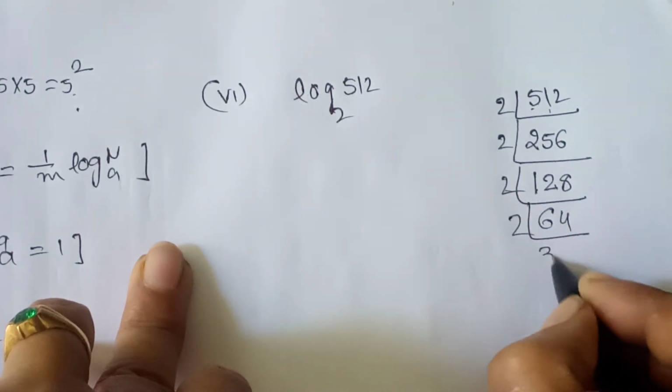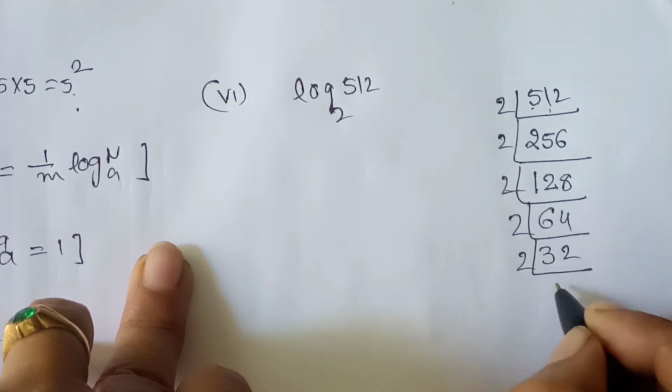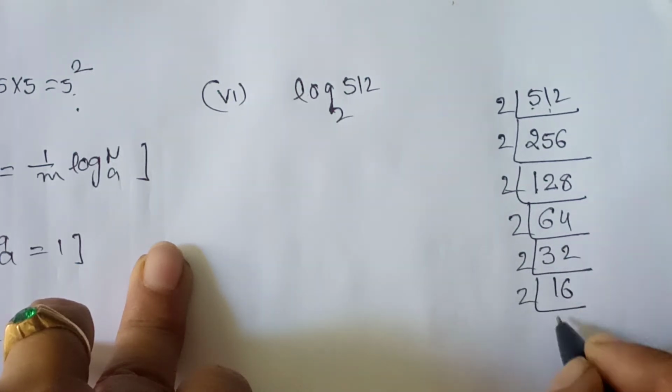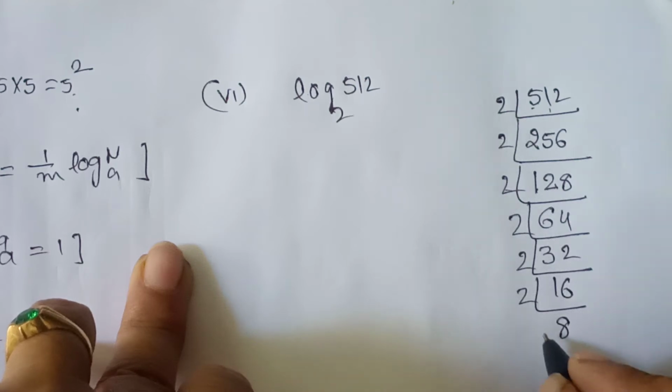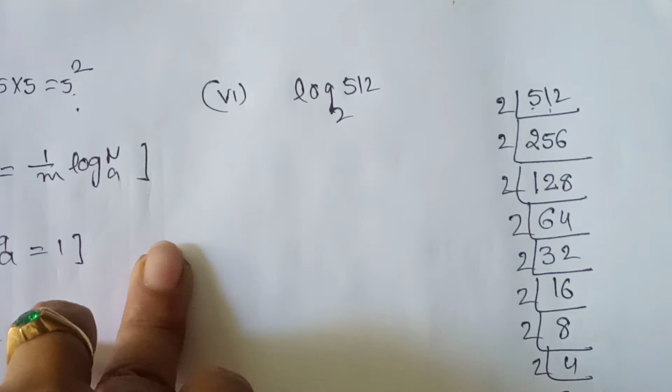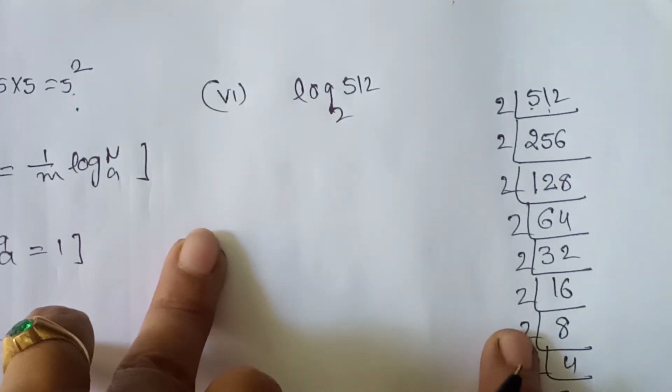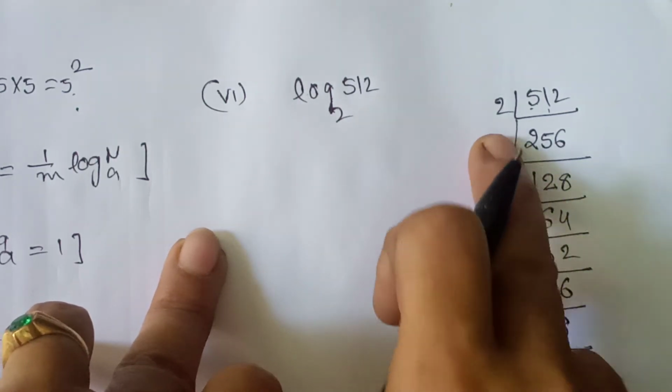So 2 3s are 6, 2 2s are 4. So 2 16s are 32. So 2 8s are 16. So that equals 2 4s are 8. So 2 2s are 4. So how many 2s? 1 2 3 4 5 6 7 8 9.